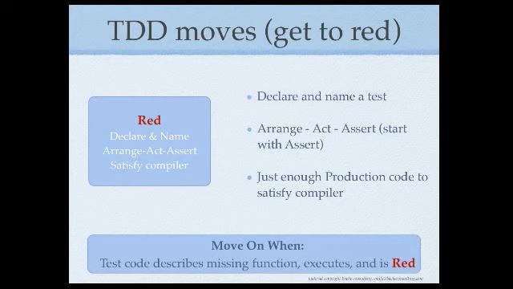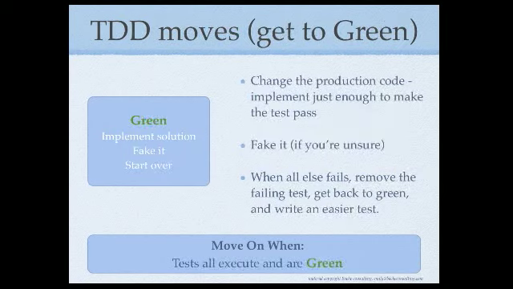And you know you're ready to move on when you've got a test that describes the functionality you're trying to build, the small increments of functionality. The test executes and it fails, it's red. And then you move into the getting to green state. And this is where your focus leaves the test and we move to the production code. And we have to write just enough production code to make that test pass.